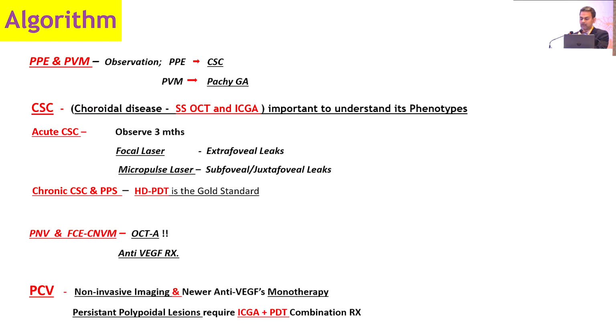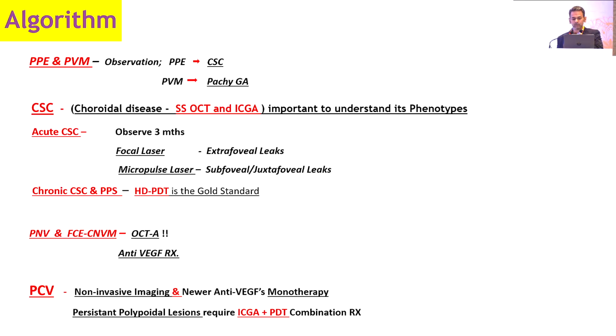So the algorithmic approach would be: if you see a PPE or PVM, that is pachychoroid pigment epitheliopathy or pachyvitelliform maculopathy, observation is sufficient. It should be kept in mind that PPE can proceed to CSC, and pachyvitelliform maculopathy can proceed to pachygeographic atrophy, so these patients should be made aware and kept on periodic follow-up. CSC is a choroidal disease, now with swept source OCT and ICG showing features. Acute CSC is observation, and focal laser for an extrafoveal leak if it persists, and micropulse laser for subfoveal and juxtafoveal leaks.